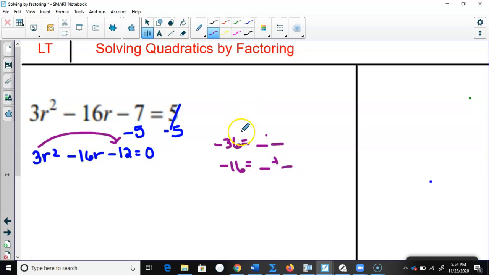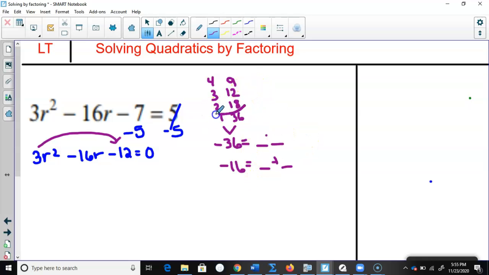If you're a little confused on what that might be, you want to think of all the factor pairs of negative 36. So let's just think 36 in general to start off with. I could have 1 and 36, 2 and 18, 3 and 12, or 4 and 9. One of these factor pairs has to work in our little puzzle over here.